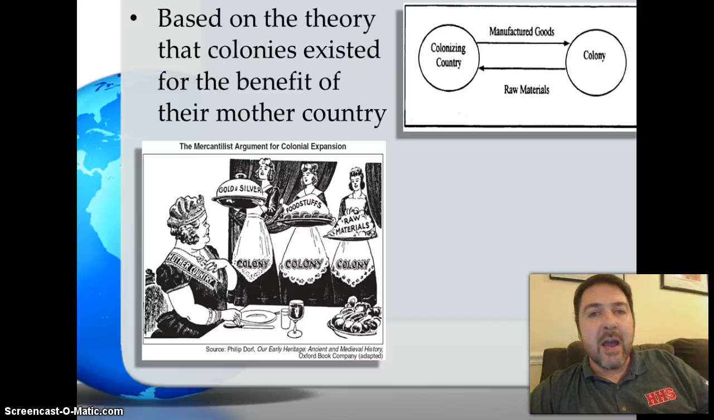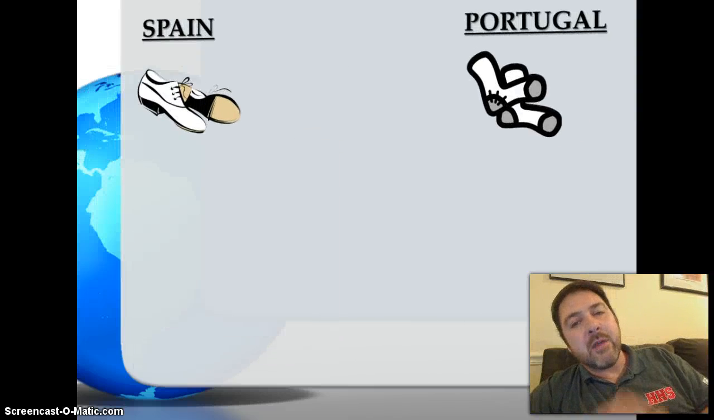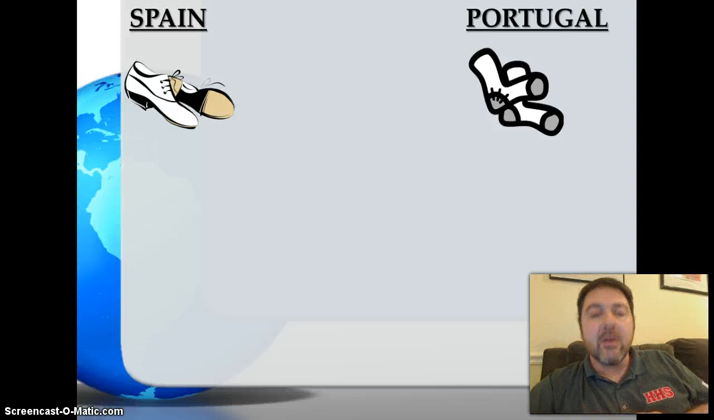We see here in the diagram the colonizing country or the mother country received raw materials from the colony, and in exchange the colonizing country sent manufactured goods back to the colony. Okay, we can see that in an example here to wrap up our standard.